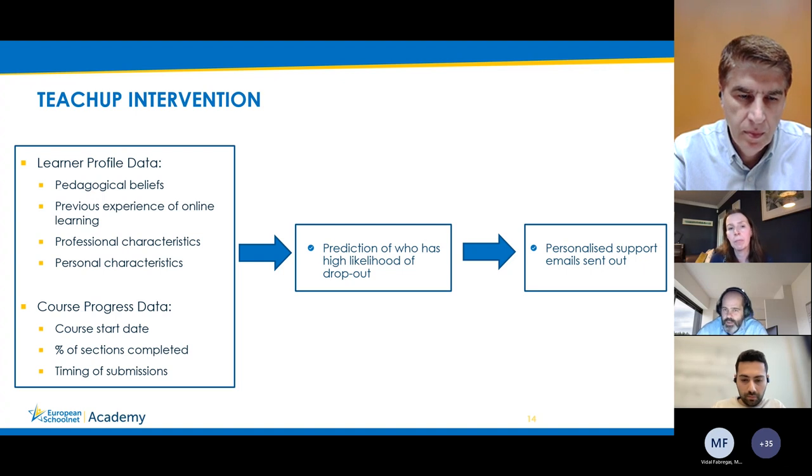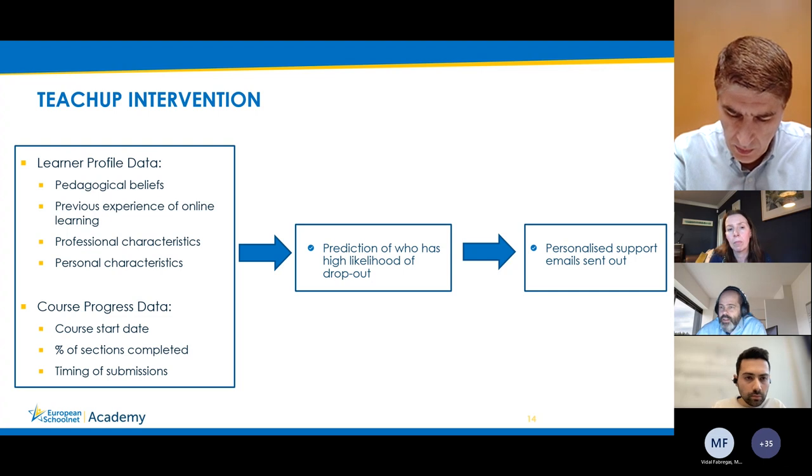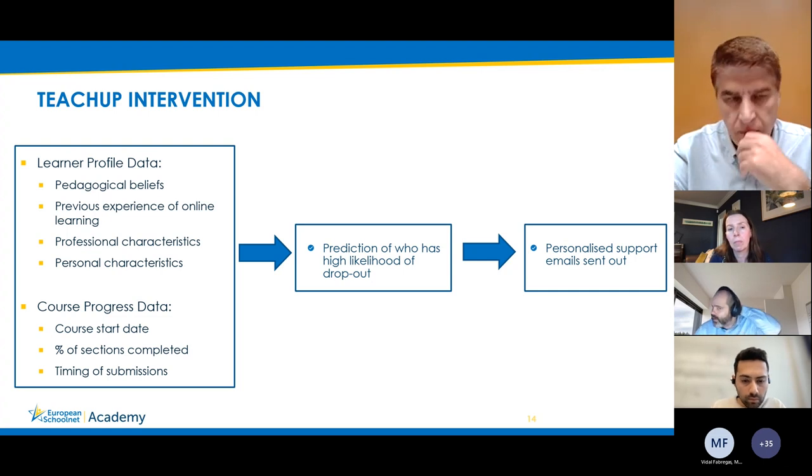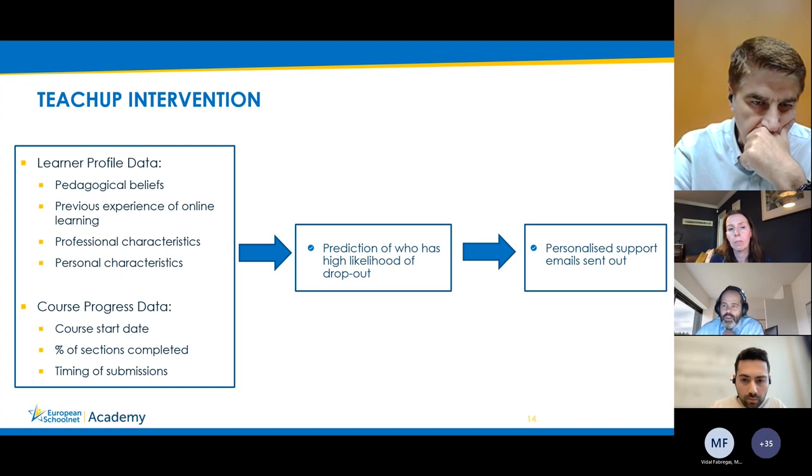And in regards to course progress data, we were using things like when they started the course, or whether they had even started the course, the percentage of the sections they had completed, the timing of any submissions they had to make, this type of information. And we really investigated the research literature to determine which of these factors can predict a high likelihood of dropout. A very basic example: if you have very low experience of online learning, then the likelihood of dropout is higher than if you have a high experience of online learning.